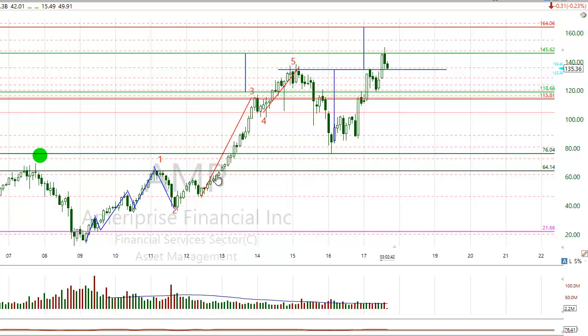So 1, 2, 3, 4, 5, forming the third wave, and a deep fourth wave, and probably the fifth wave. Is that correct, or are we wrong? Those are the questions we should always ask whenever we label anything a fifth wave or expecting a correction.